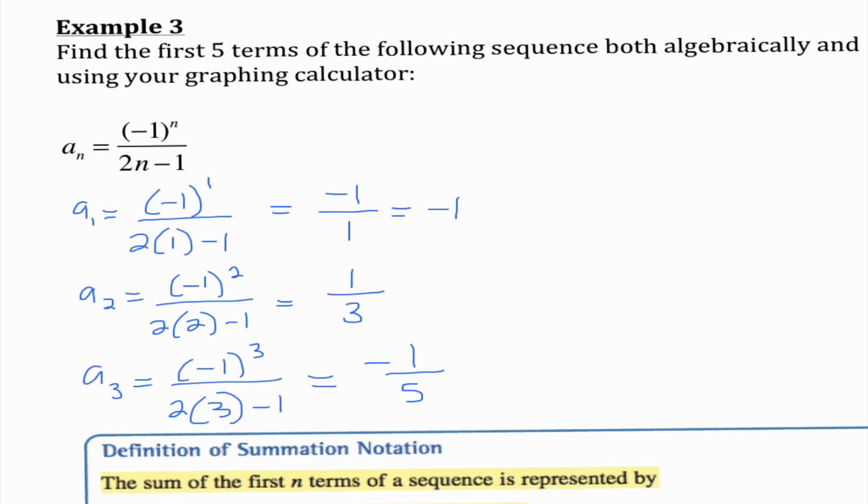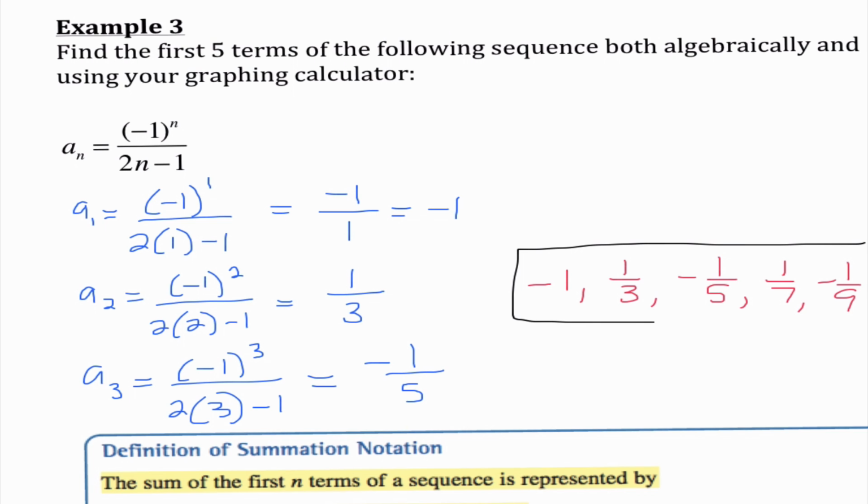Now, at this point, we can continue to find all the numbers like this. However, I'm actually seeing a little bit of a pattern here. I'm noticing, first of all, that it's alternating signs: negative, positive, negative. And it looks like we always have a 1 in the numerator, and the denominators are odd numbers. So 1, 3, 5. I'm thinking my next number is 1/7, and then negative 1/9.